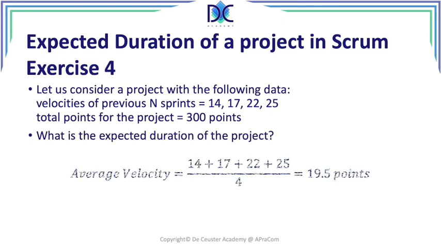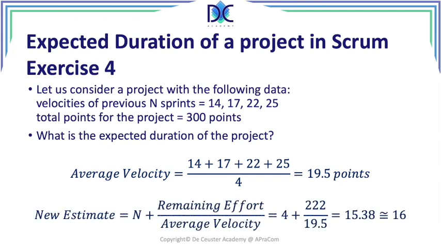Well, what we have to do now is calculate the average velocity of 14, 17, 22, and 25. So we divide their sum by 4, and I find an average velocity of 19.5 points. Now we are going to use that to calculate the new estimate. And the new estimate is equal to n, which is the number of sprints that have already been completed, and we add the duration of the remaining sprints. So we have the remaining effort, and we divide it by the average velocity.